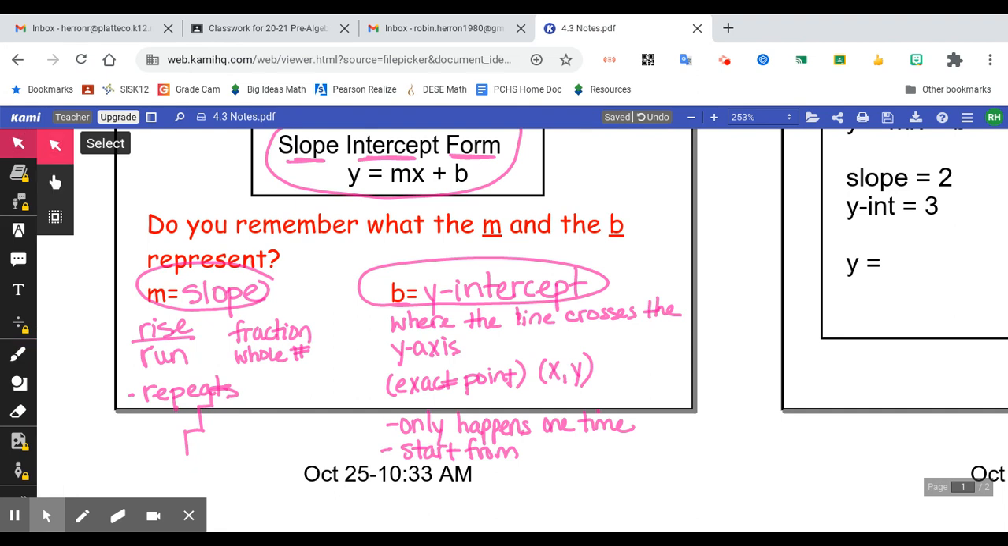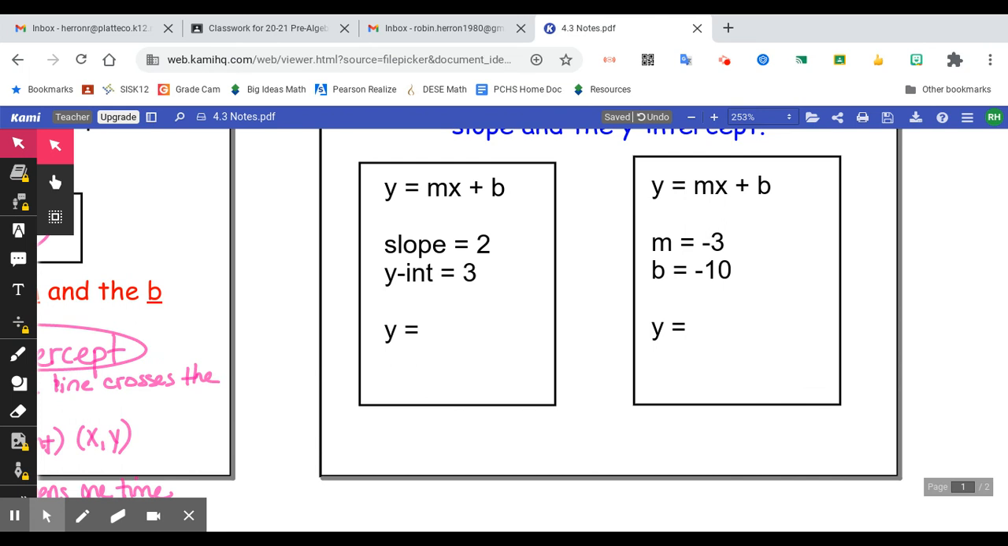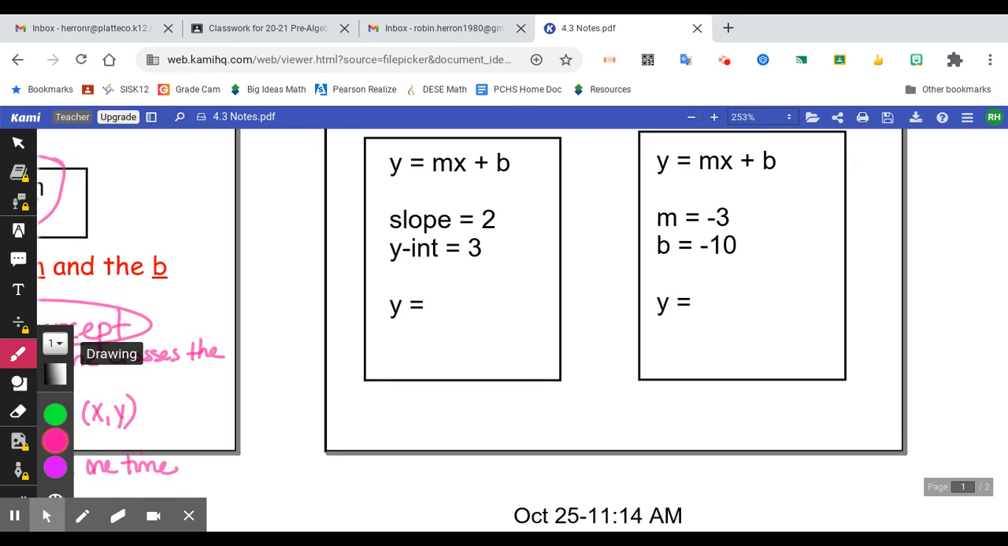So again, this should be a complete review. You guys had this last year. What we're going to work on throughout this lesson is how do we find the y-intercept and the slope from a graph and write an equation for it? And then how do I take information and write an equation with slope and intercept? So you're always going to need two things to write your equation, okay? Always, always, always going to need two things.